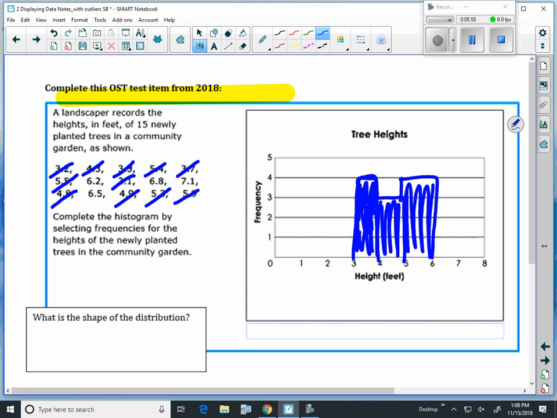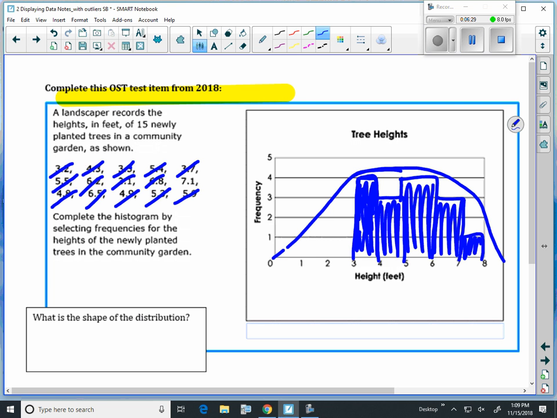How many go from 6 to 7? 1, 2, and 3. And then how many go from 7 to 8? 1. All right. What's the shape of our distribution? It's left. Do you see the tail?